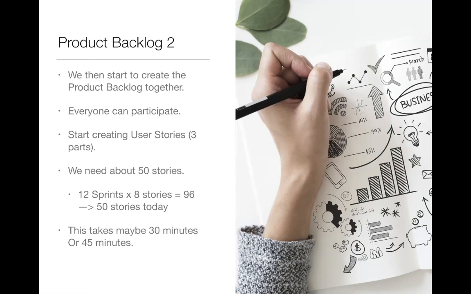But after about 30 minutes, 45 minutes, if you are a good Scrum Master and manage the time boxes, they've got 50 or more stories done. And so to speak, you can put a fork in it. They're done. They usually don't have a lot more to say at that point.